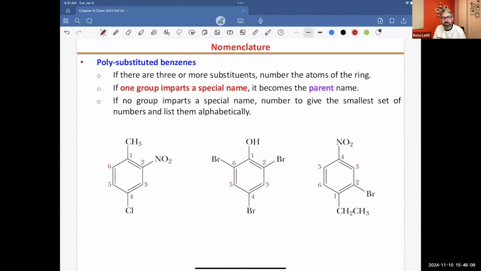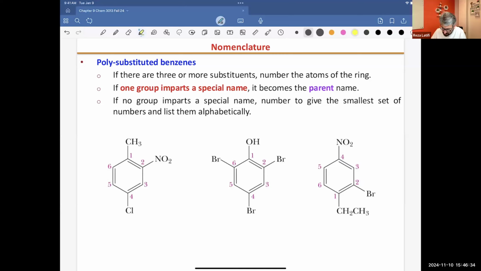Last lecture, I went through the nomenclature of aromatic compounds, and we said what will happen if we have one or two substituents. Now, the question is, what will happen if we have three or more substituents? In that case, the first question I'm going to ask: do I have any functional group? If the answer is yes, then treat it as the main parent, and anything else will be the substituent.